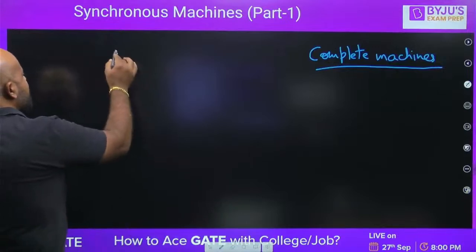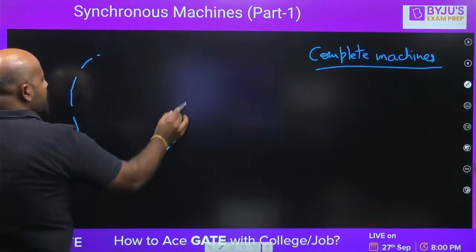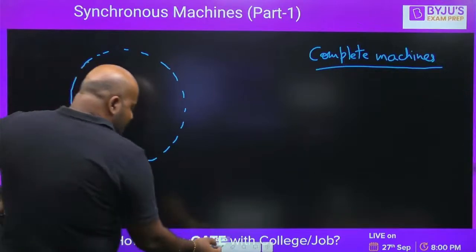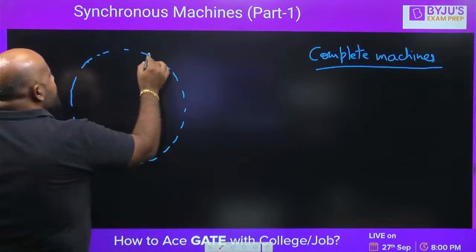Now I will just give you some brief idea. If you talk about the cylindrical rotor, the cylindrical rotor is going to be something like this.